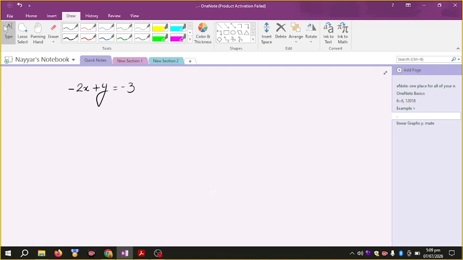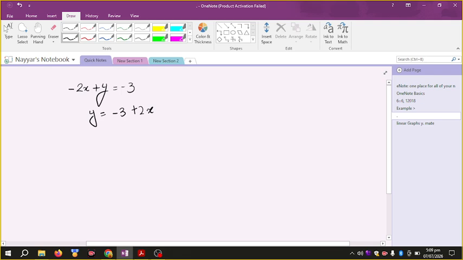So here you can see that the equation is minus 2x plus y is equal to minus 3. So you have to rearrange the equation in the way that y is the subject. So you will keep y on this side, and minus 2x is subtracting here. When I move it to the other side, it will be added.